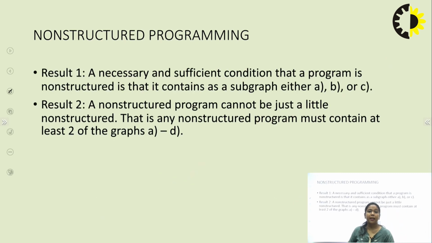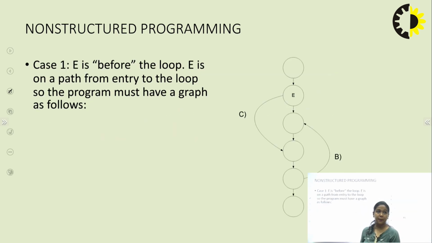The result: a necessary and sufficient condition that a program is structured is that it contains a subgraph of either A, B or C. A non-structured program cannot be just a little non-structured. A non-structured program must contain at least one of the subgraphs from A to Z. At least they contain any one from A to Z.